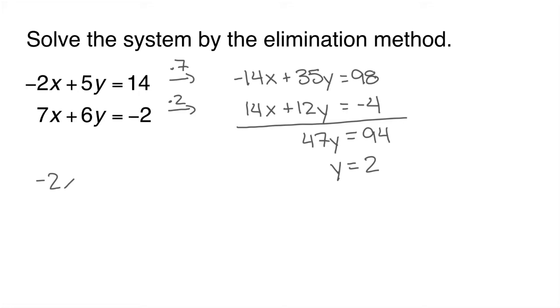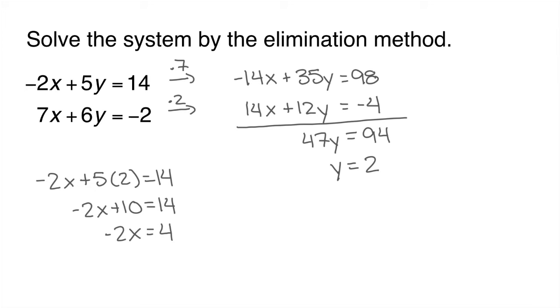We have negative 2x plus 5 times 2 is equal to 14. Simplifying, we have negative 2x plus 10 is equal to 14. Subtracting 10 from both sides, we have negative 2x equals 4. And dividing both sides by negative 2, we have x equals negative 2. Therefore, we found the solution, negative 2, 2.